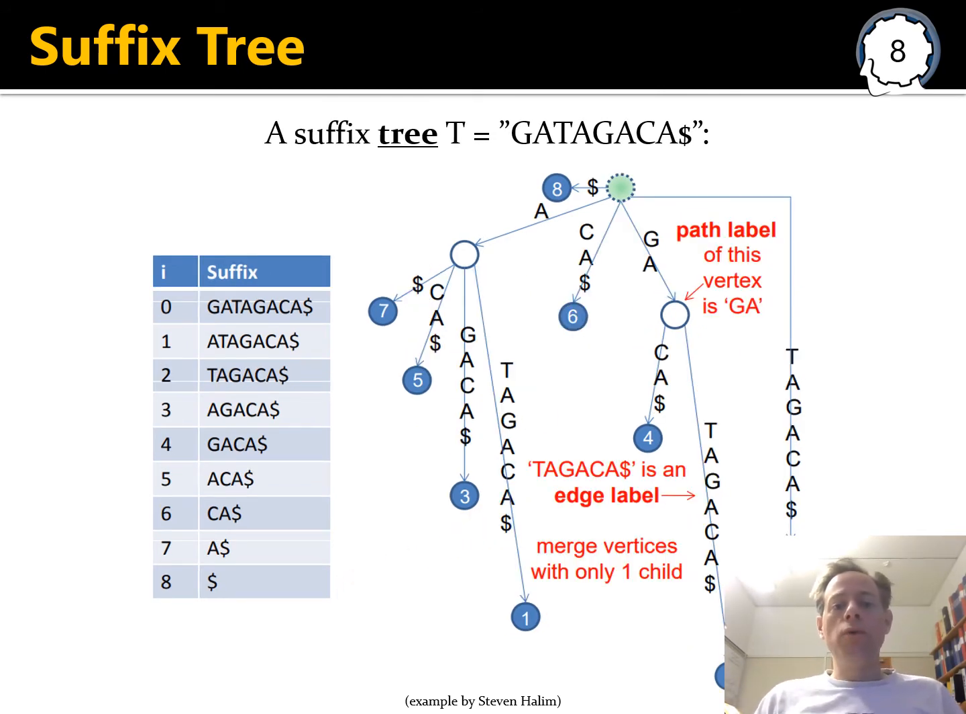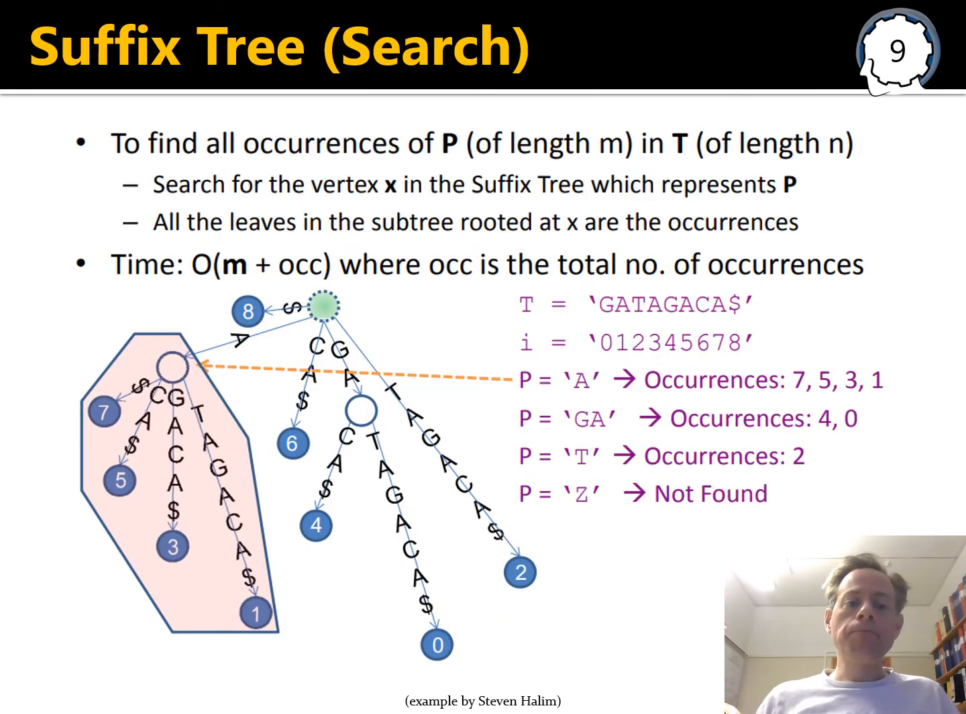Now what we can do is to transform this trie into a tree. Basically, we need to compact all the edges so that we merge all vertices with only one child, and then we put the path labels on the internal vertices. So now we get a much more compact representation of the same information. Basically, we have merged many different nodes here.